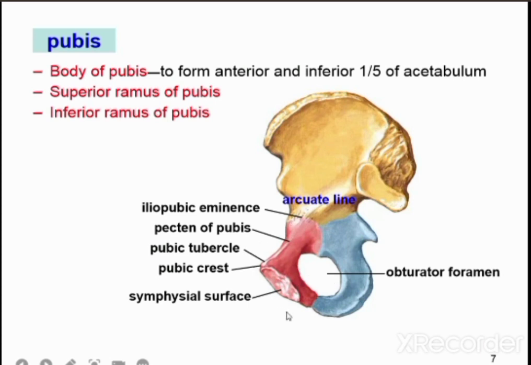This bone has two rami. Here is the superior ramus and the inferior ramus. This is the body of the pubis. It has one body and two rami. And we can see the pubis and the ischium form this obturator foramen.